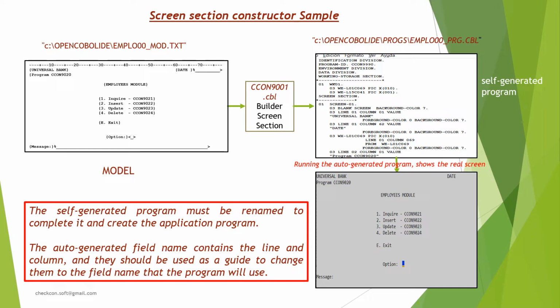This slide shows how the Screen Section Constructor program CCON 9001.cbl reads the emplo00 mod.txt text file that contains the screen model and generates the program emplo00_prg.cbl, which when executed in OPENCOBOLIDE shows the actual screen that will be used in the CRUD application and that corresponds to the main menu.